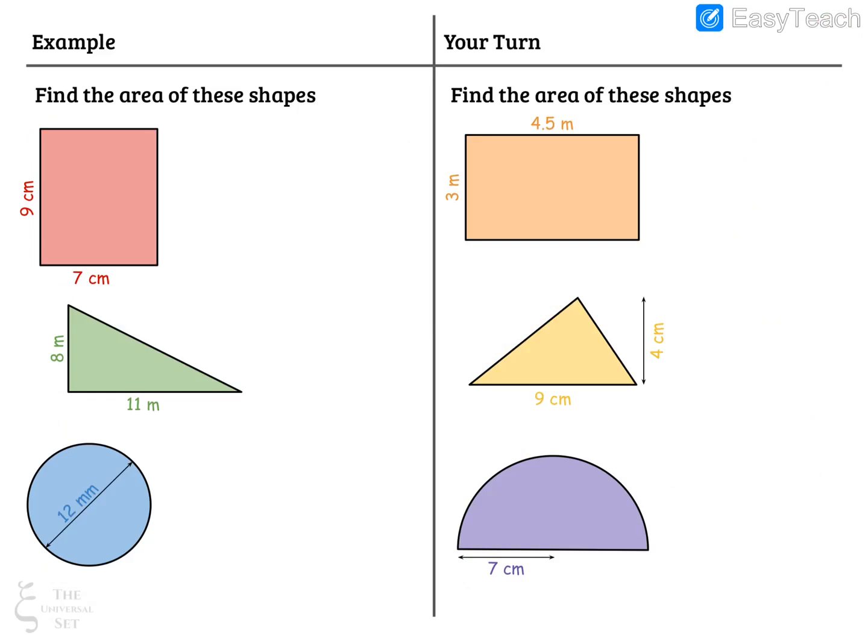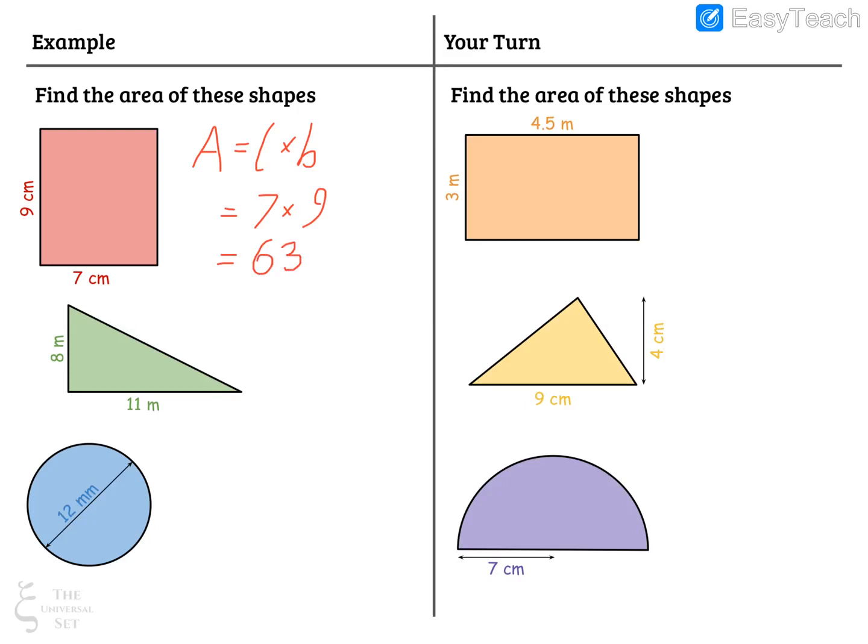Okay, let's have a go at using those then. So I'm going to find the area of these shapes, and then I'm going to ask you to pause the video and you can find the area of these shapes. So this first one, that's a rectangle. Remember we said our formula for finding the area of a rectangle was that it was just length times breadth. So I'm going to have to do 7 times 9 to find the area of that. And 7 times 9 is 63.